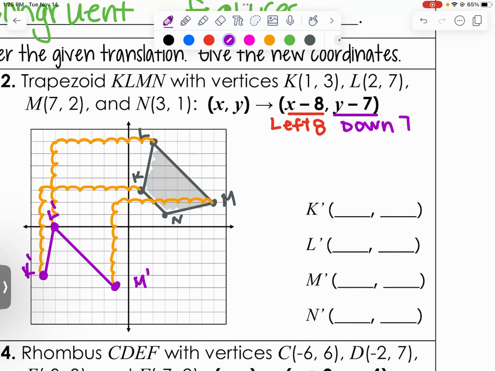Okay, let's move N. 1, 2, 3, 4, 5, 6, 7, 8 to the left, and then down. 1, 2, 3, 4, 5, 6, 7. As long as you can count, we'll be okay.